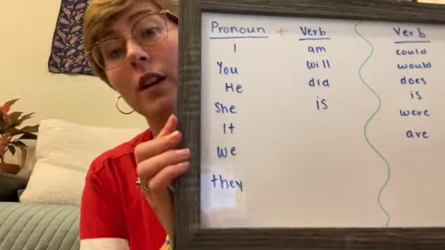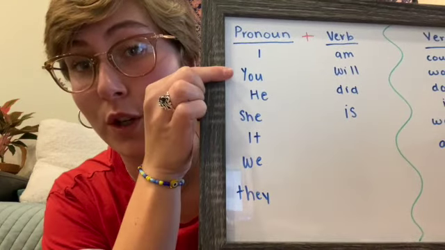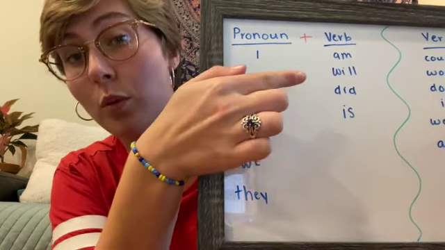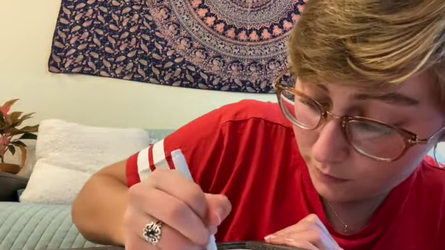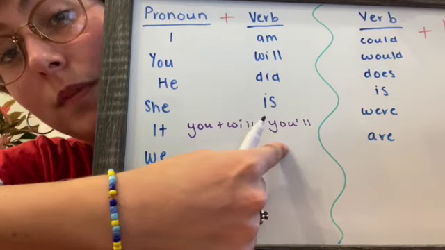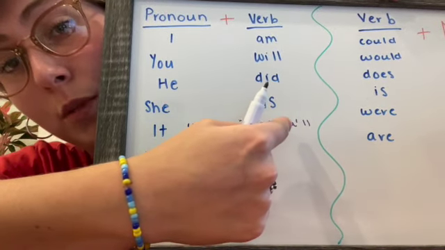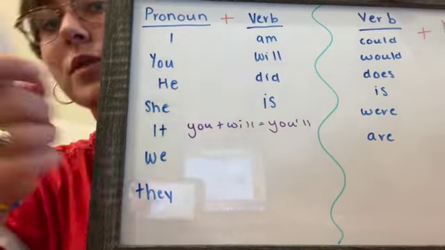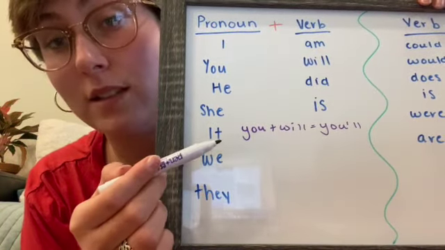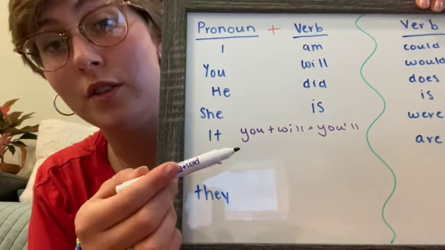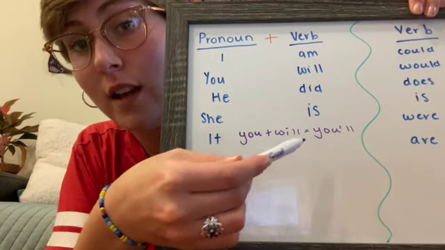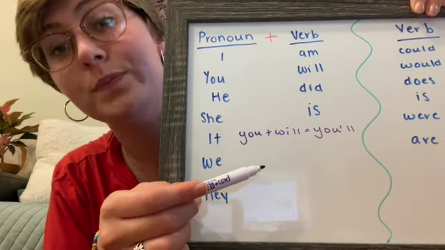So, for example, let's take a pronoun, such as you, and a verb, such as will. If we combine you plus will, we will get you'll, which looks like this. So why is there an apostrophe between the you and the two L's? Well, the apostrophe takes the place of the missing letter or letters. So in this case, the apostrophe is replacing the W and the I in will.